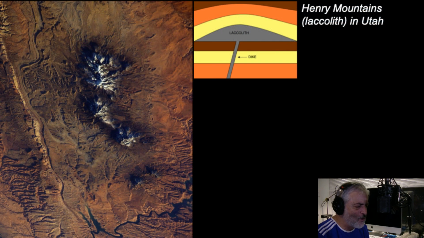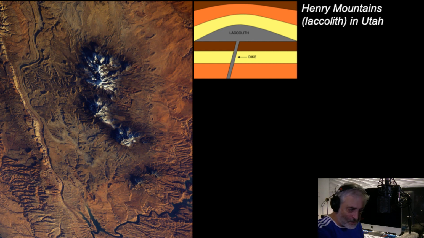Other places, other types of rocks. I told you about the Henry Mountains already, and so here's the Henry Mountains, and it's a laccolith, and you can kind of see in the diagram on the right-hand side what a laccolith looks like. The feeder dike goes into it, pooches up the rocks over the top there. When you look at it from space, it looks like that photo on the left-hand side here. So it's a laccolith that has been deeply eroded.